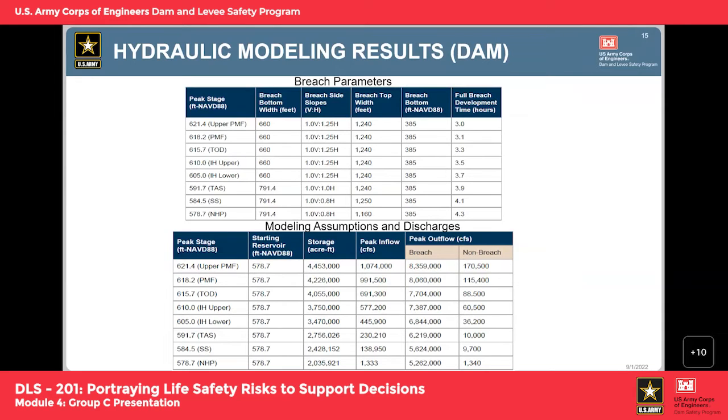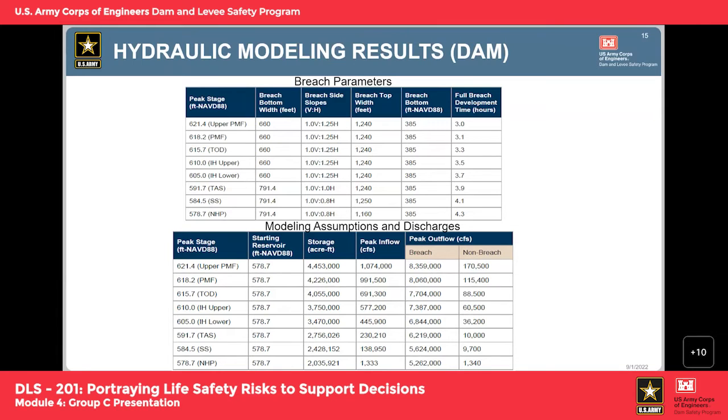That's quite a bit different for the backward erosion piping failure mode of the embankment. Pools were looked at starting at the normal high pool of 578.7 up to the top of dam elevation of 615.7. This table does have runs for the PMF and the upper PMF. However, those scenarios were not used as part of the backward erosion piping risk calculations. The breach development time for all the scenarios ranged from 3.3 hours to 4.3 hours.